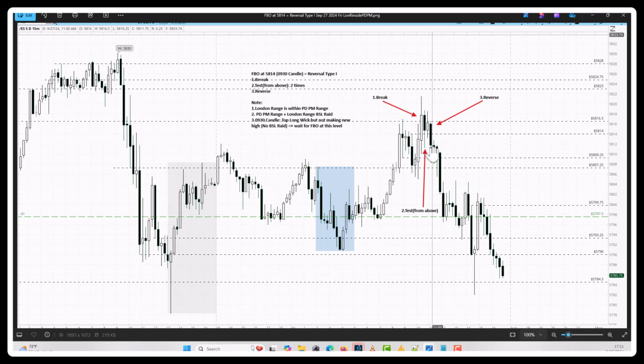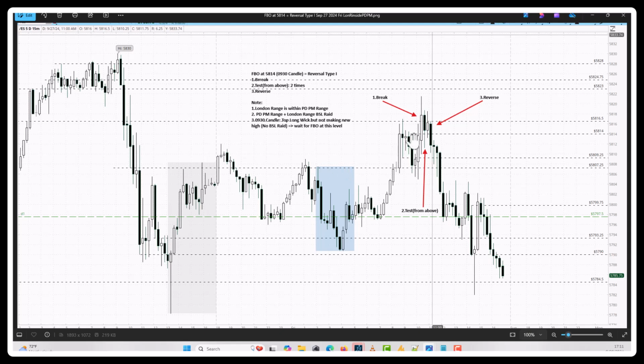So basically, we wait, right? This one we wait for the 9:30 right there, and the condition we have: the first one, we see that the London range is in the prior day PM range, and we wait for the liquidity raid one time and wait for the second time, and it falls into the failure gap up here, then we know that it's going to be reversed.